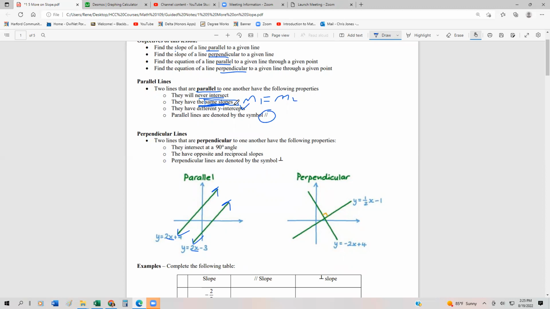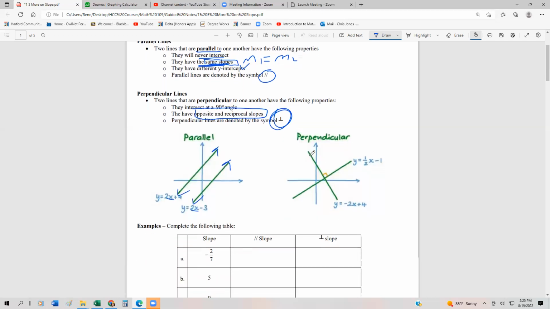Perpendicular lines form 90-degree angles when they intersect. The most important thing to remember about these is that they have opposite and reciprocal slopes, and I'll show you how to compute those in a few moments. Whenever you see this upside down T, that means we're looking at perpendicular lines. A perpendicular diagram might look like this, where one line intersects another, but at their point of intersection, it's a right angle.